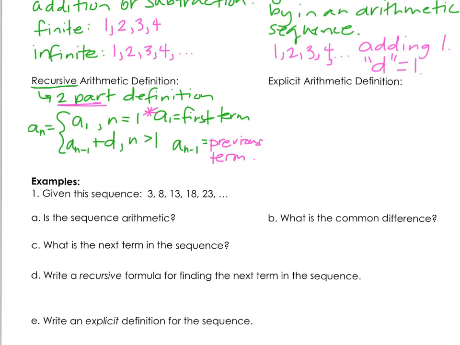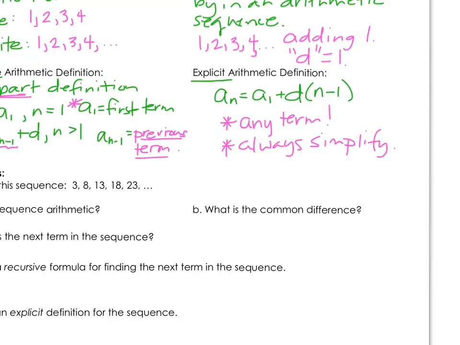In that second row, notice how I've written a sub n minus 1. Notice that n minus 1 is lower. It's like a subscript number. A sub n minus 1 plus d. So n minus 1 means you're looking at the previous term. Whatever the number is in that pattern, to get that next term, you add that common difference to it. This rule applies for everything greater than 1. So everything in green is what you would have for your answer when asked to write a recursive definition.